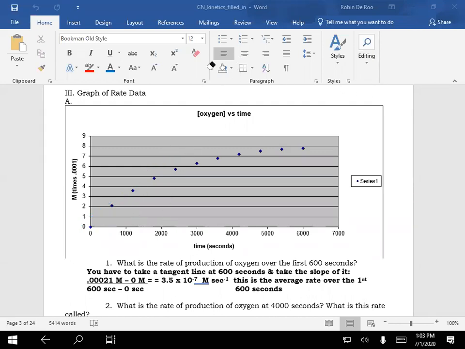So in this particular example, these are the data points that I got, which would be the slope of my tangent line. And then it was asking over the first 600 seconds. And so that would be from 0 to 600. So this is my average rate over the first 600 seconds.